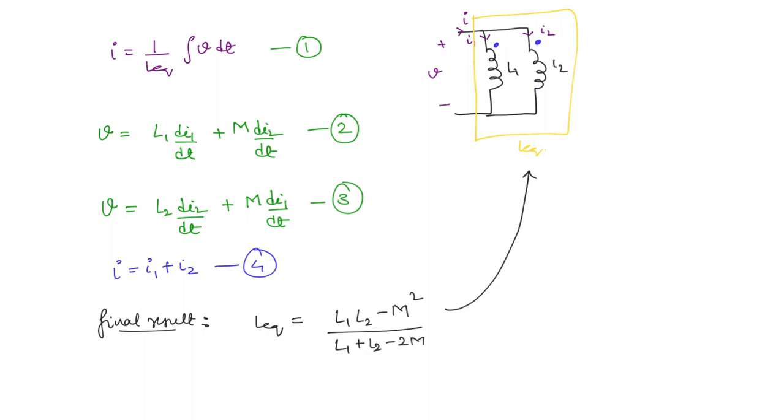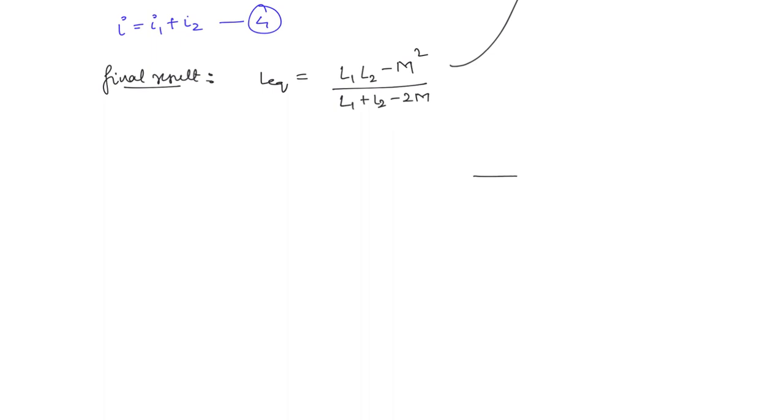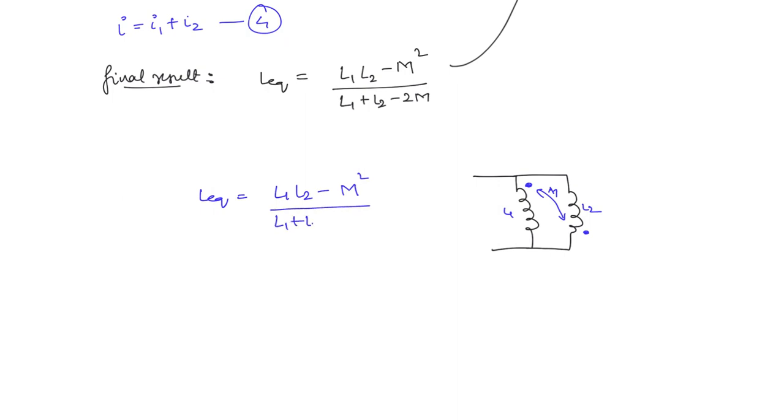What is the other condition? In the other case, you will have two inductors, but now the dot convention is going to be like this. So now the mutual inductance is between these two. If you take L1, L2 as the self inductances, then L equivalent, you are going to get L1 L2 minus M square, the numerator will be the same, divided by L1 plus L2 plus 2M. So this is the equivalent inductance for this case. This is the differential case and the previous one was the additive case.